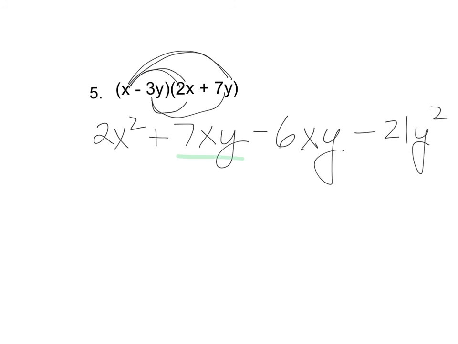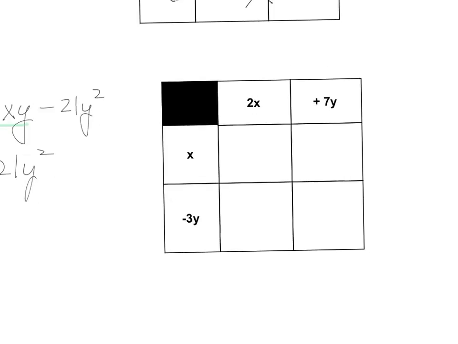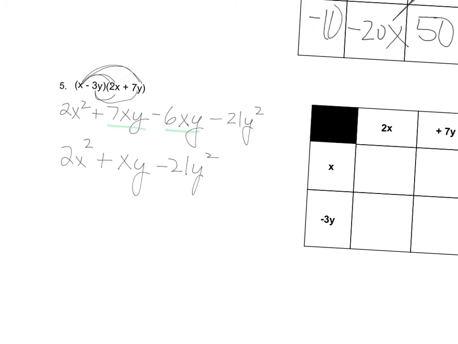Now our like terms are in the middle here, and the terms on the outside don't have any like terms, so we just rewrite those. So I have 2x squared, and I have 7 of them minus 6 of them gives us 1 of them, so I'm just going to write that as xy. You could write it as 1xy if you want, minus 21y squared, but as you know, typically we don't write the 1 in front of variables if that's our coefficient. So that's our final answer, 2x squared plus xy minus 21y squared.